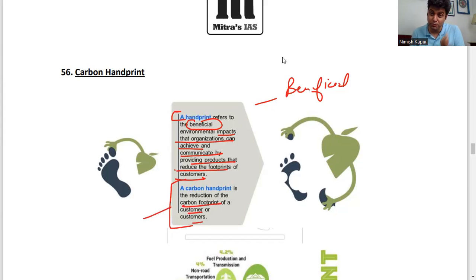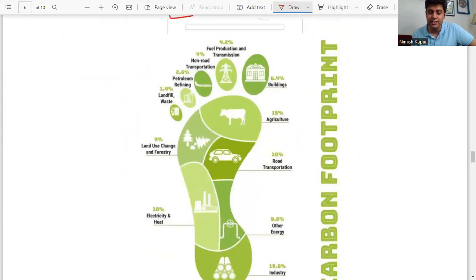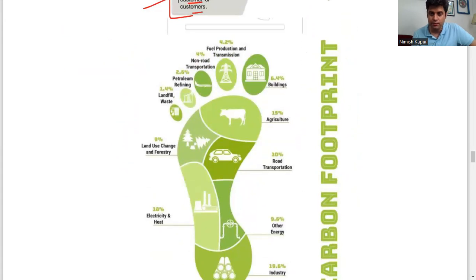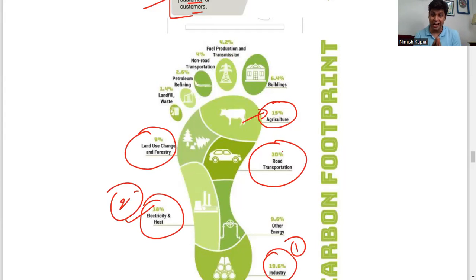So here carbon footprint is mentioned. What is carbon footprint? We'll talk about that as well. Carbon footprint is the negative impact of a particular organization or any particular sector on the environment. Currently, agriculture accounts for 15% of the total carbon footprint. So of the total carbon in society today, 15% of the negative impact is provided by the agriculture sector. Then land use change and forestry, electricity and heat 18%, road transportation 10%. There are many. You can just look at this. Remember the highest, that is more important for you. In this, electricity and heat is the highest. Industry is number one, electricity is second, in terms of which carbon footprint is the most.